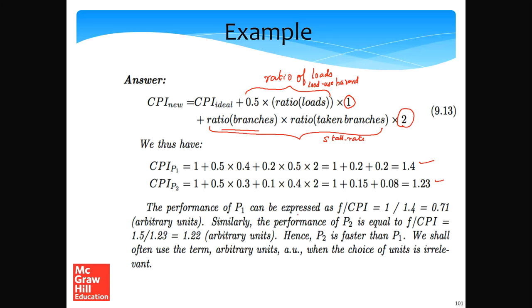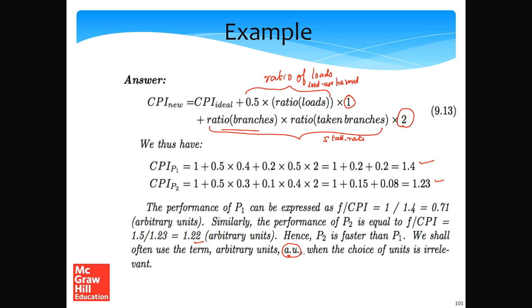So the performance can be expressed as a quantity which is F divided by CPI, which is 0.71 for P1. Units are arbitrary. Similarly, the performance of P2 is equal to F divided by CPI, which is 1.5 by 1.23, which is 1.22. Since the performance of P2 is higher, we can say that P2 is faster than P1. We shall often use the term AU for arbitrary units when the units don't matter.